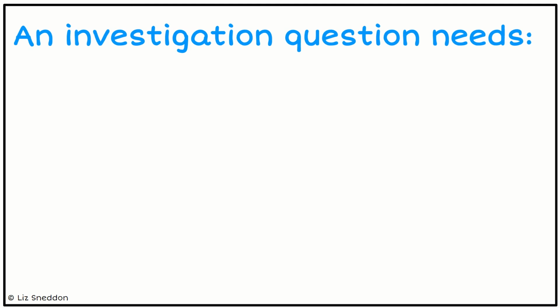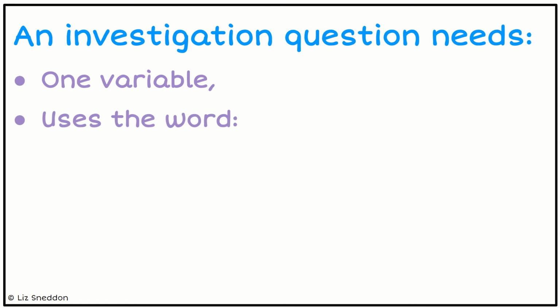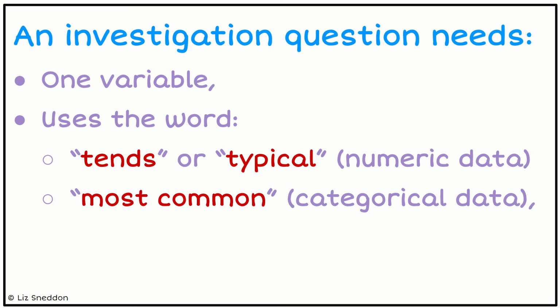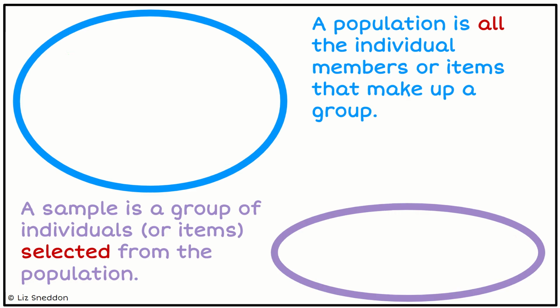So there's a few things we need to include in our investigation question. For a summary one, we need to choose one variable. We also then need to talk about particular words to describe where the centre or the middle might be. If we've got numeric data, we might use the words tends or typical. If we've got categorical data, we'll talk about the most common. And then we're going to refer to the population. Being able to say all is quite a good way to describe this.